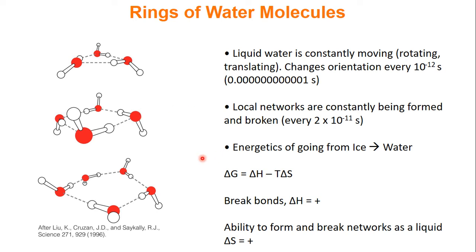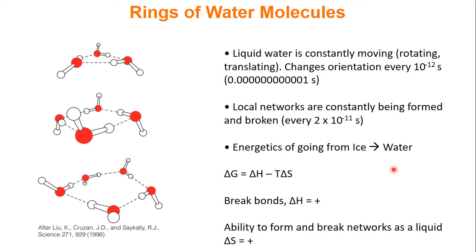Now let's think about water in conjunction with what we talked about in the last couple of videos, energetics. Let's think about the energetics of melting water, going from ice to liquid. We look at our free energy equation, delta G equals delta H minus T delta S. For this to be spontaneous, remember delta G has to be negative. When we melt water, we are breaking hydrogen bonds. If you break a bond, enthalpy is positive.